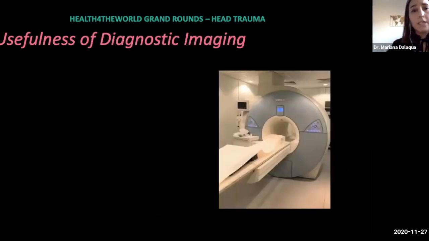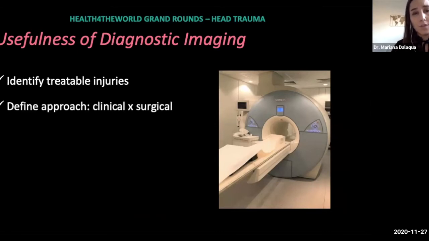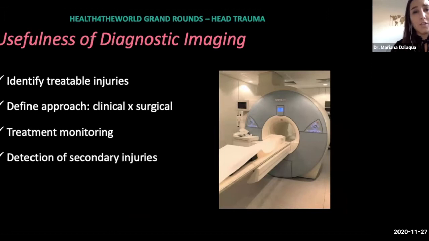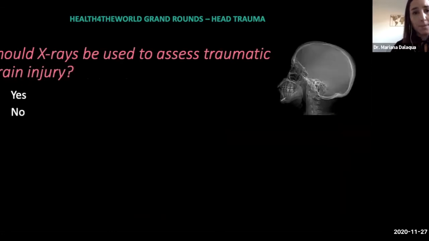So in the context of head trauma, what is the usefulness of diagnostic imaging? It's very important, as we all know. It's important for the identification of treatable injuries. It's important to define the approach: is it going to be a clinical approach versus a surgical approach? How do we monitor treatment? It would be with imaging as well. Detection, as I said, of secondary injuries and estimation of prognosis, okay?